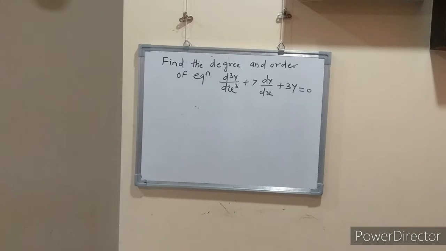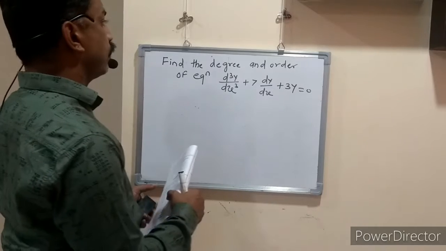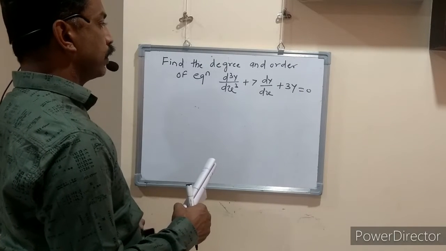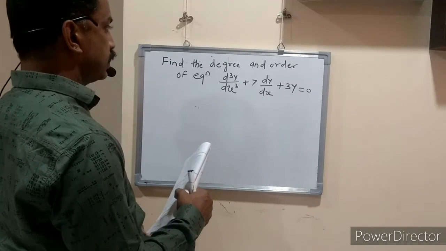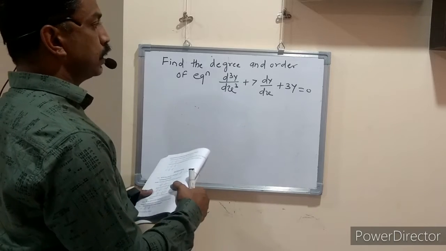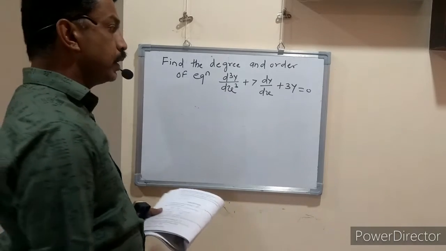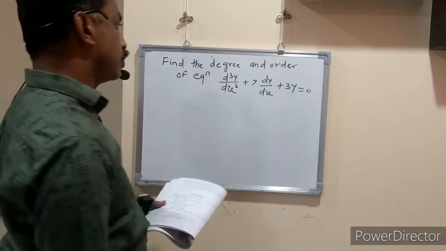Hello friends, now we go towards the example. So this is our first example. Find the degree and order of the equation. The equation is d3y by dx cube plus 7 dy by dx plus 3y equal to 0.